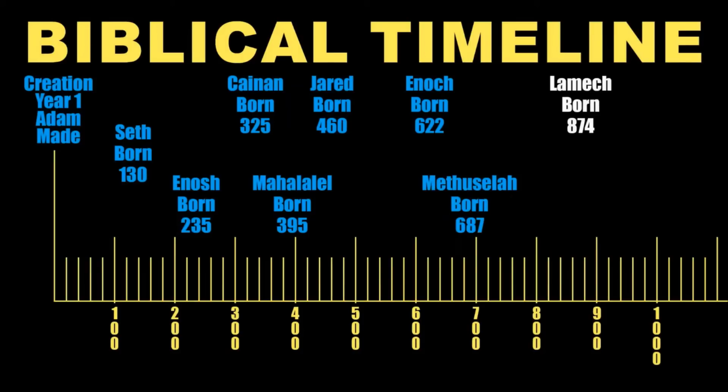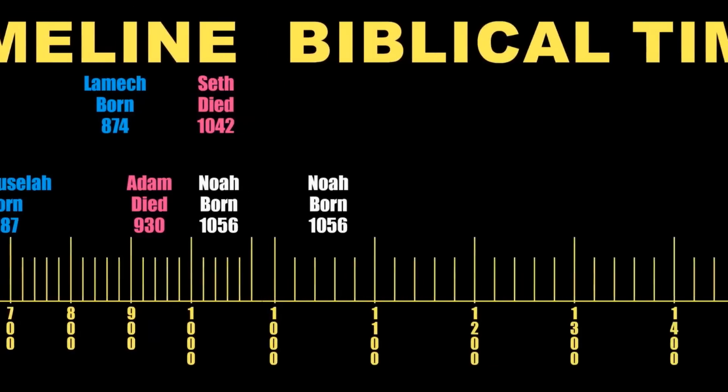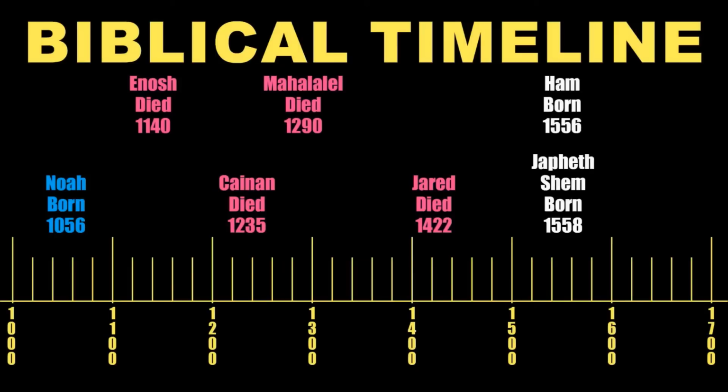We don't come to the first death until Adam dies in year 930. I ran out of room, so I left out Enoch being taken by God in 987. Then Seth dies in 1042. And we come to Noah being born in the year 1056. Let's slide this over so we can show more dates until the Great Flood. We get a few more deaths, then we come to the birth of Noah's sons, Ham, Japheth, and Shem.